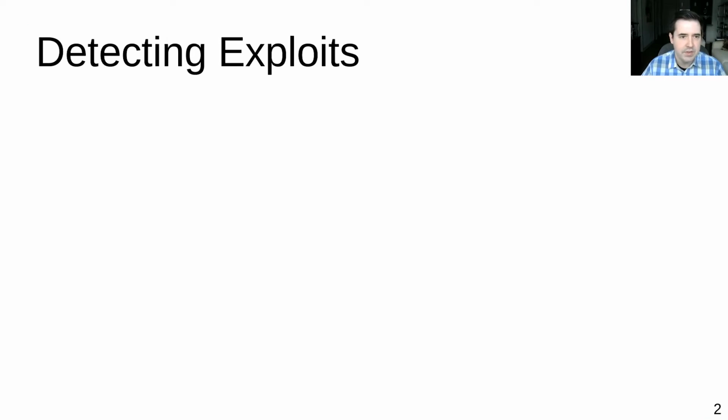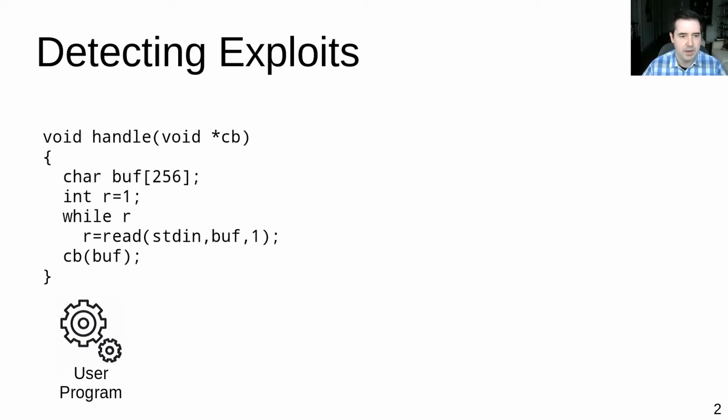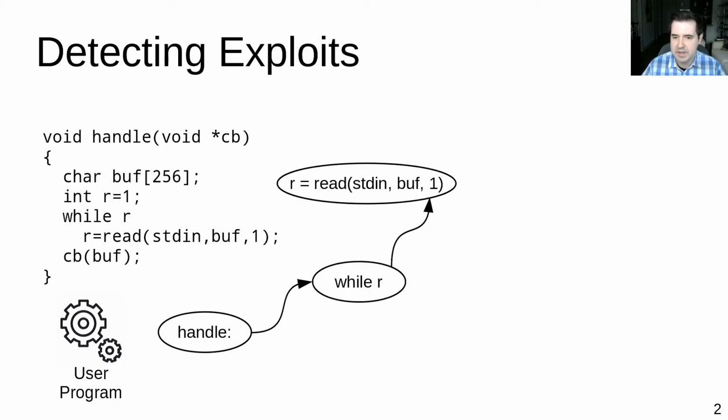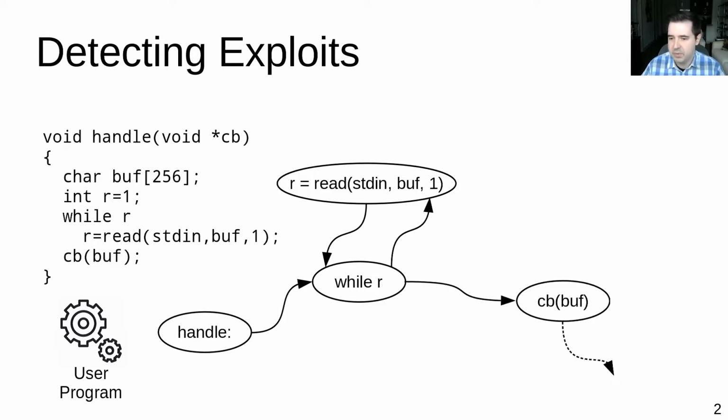So to start this talk, I want to discuss how exploits are detected in modern systems. Let's suppose we have a user program that contains a simple function with a handle procedure containing a while loop that reads data from standard in into a buffer, and then once all the data has been read, passes this buffer to a callback function pointer, and off the program goes.